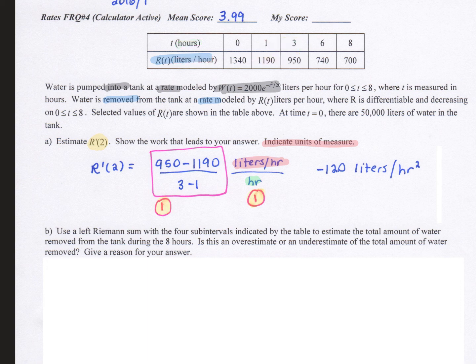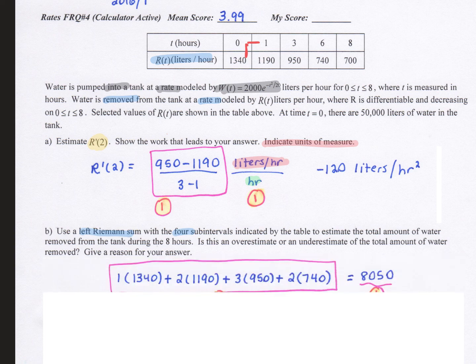Part B is asking for a left Riemann sum with 4 subintervals indicated by the data in the table. So I look up at my table and I can see my first subinterval is 1 unit long, and then I multiply times the height on the left side. So my first rectangle is a 1 by 1340. My second one is 2 units wide times the height on the left is the 1190, so 2 times 1190, plus the third one is a 3 times 950, and my fourth is 2 by 740.